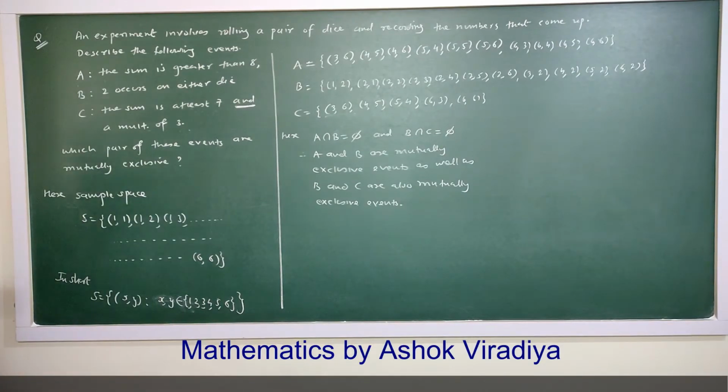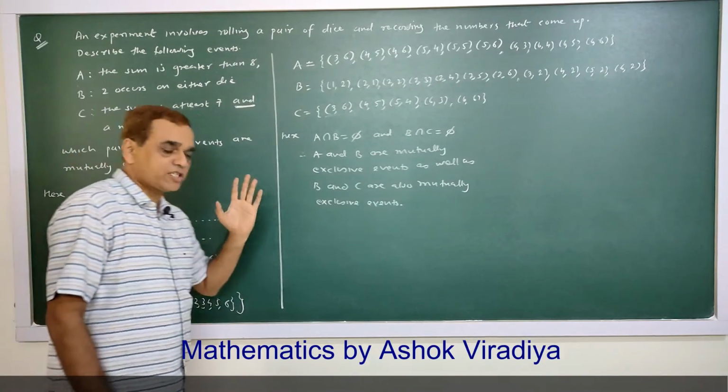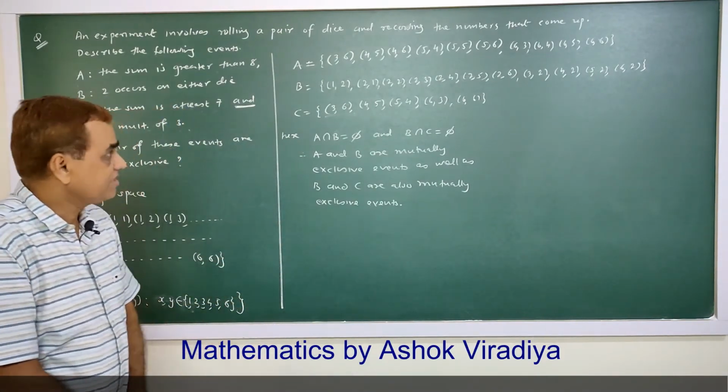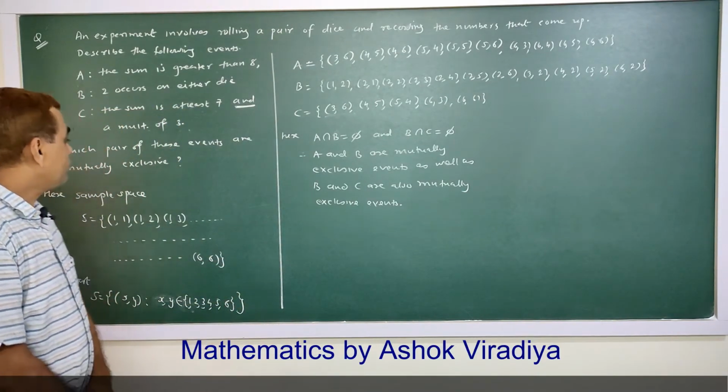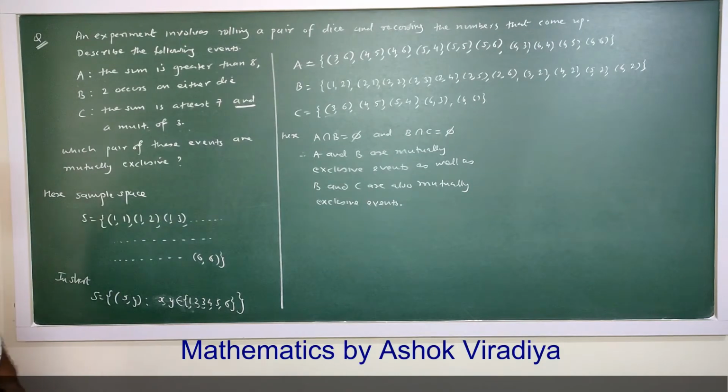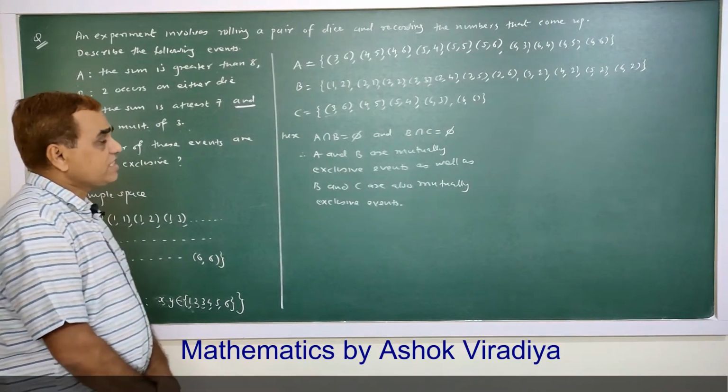So which pair of these events are mutually exclusive? There are two pairs of events that are mutually exclusive, A and B, B and C. Now let us discuss more for this example.